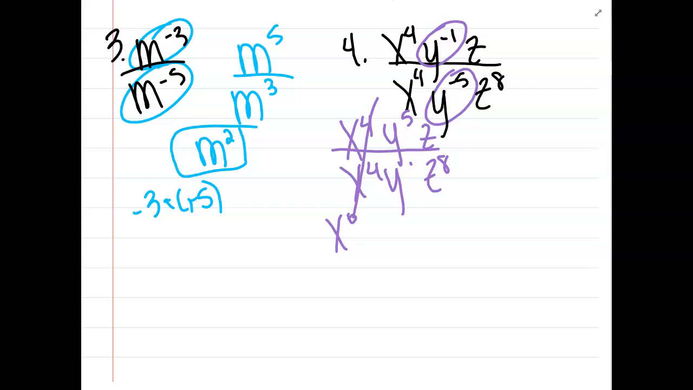Now you have y to the 5th over y to the 1st. How many y's are going to cancel out? Just 1. How many are left? 4. Where are they at? They're in the numerator, so I have a y to the 4th.